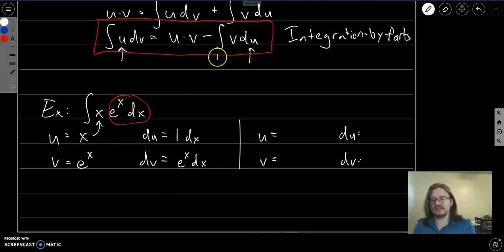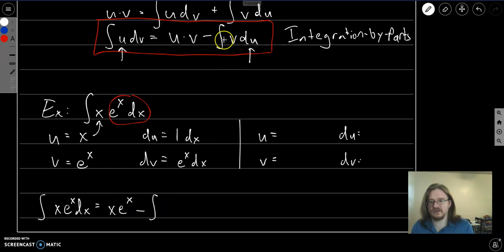So let's use our formula and do this first integration by parts. This is saying that the integral of x e to the x dx will be equal to, okay, so u times v minus the integral of v du. Well, e to the x times 1 is just e to the x, so why even bother writing a 1 there?